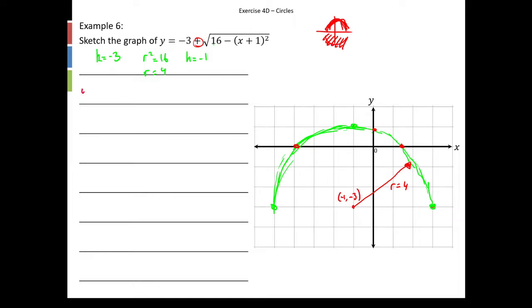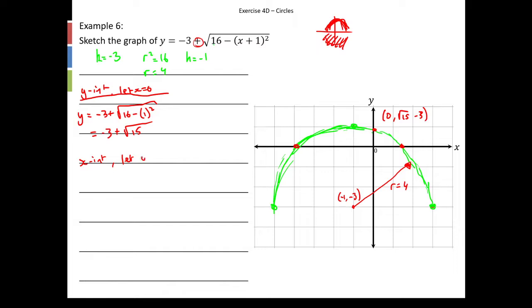Okay, so let's do the y-intercept by letting x equals 0 like normal. So we get y is equal to negative 3 plus the root of 16 minus 1 squared. So I've let x equals 0, so we get negative 3 plus the root of 15. Can't simplify that anymore. So that is 0, root 15 minus 3. Now we do our x-intercepts.